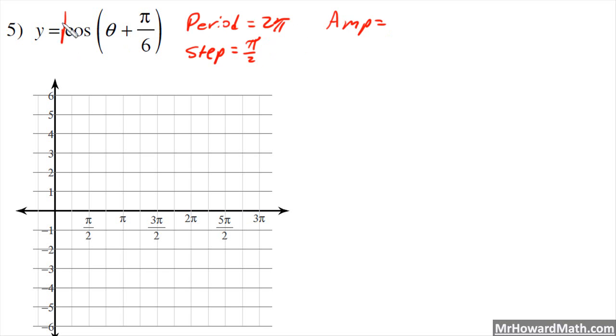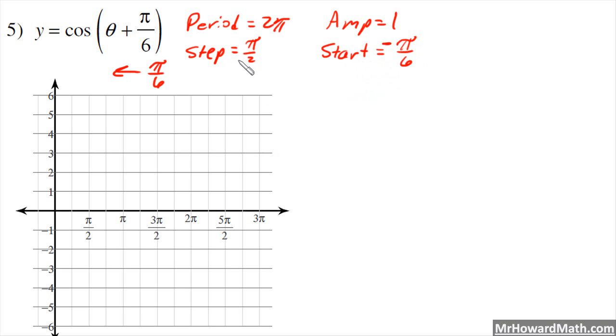Amplitude, no change from the parent function actually either. So the amplitude is this number here. It's an implied 1, so amplitude is 1, just like the parent function. So our change here is going to be the starting theta value because we have a horizontal transformation. So instead of 0, this thing is moved left by pi over 6. So that means our starting theta value will be pi over 6. Now, we need to make that negative pi over 6. So our starting theta is negative pi over 6.